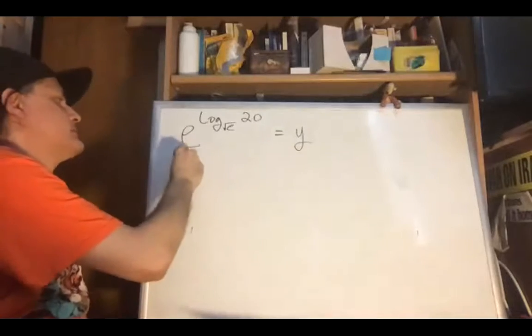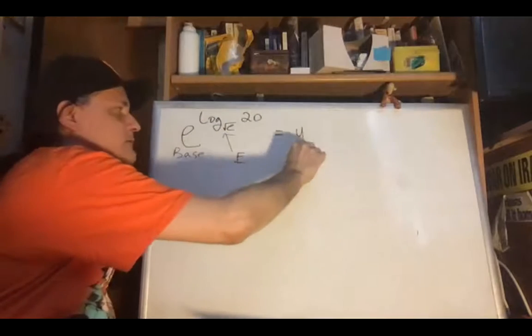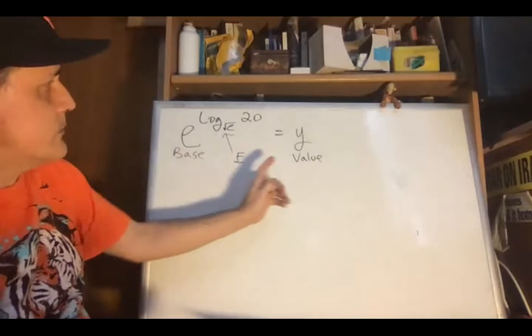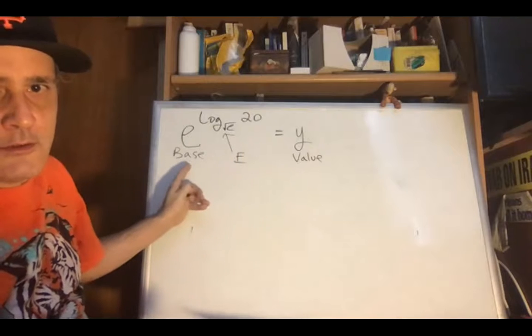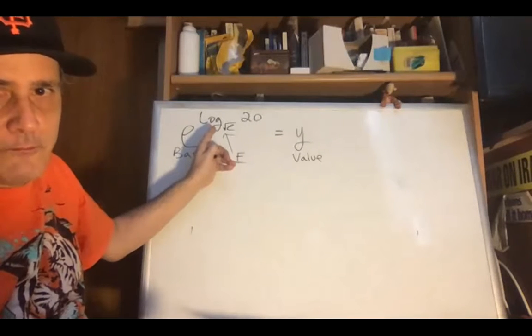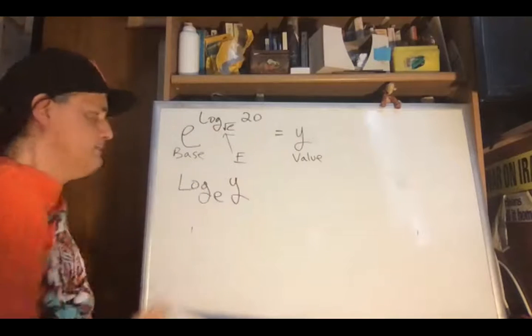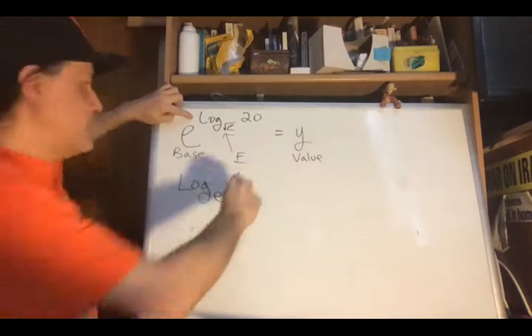We got our base, there's our exponent, and this is the value. So the log of the value, the log of y. Now we're going to use log base e, and it's going to equal this exponent. So the log using base e of y is going to equal this exponent.